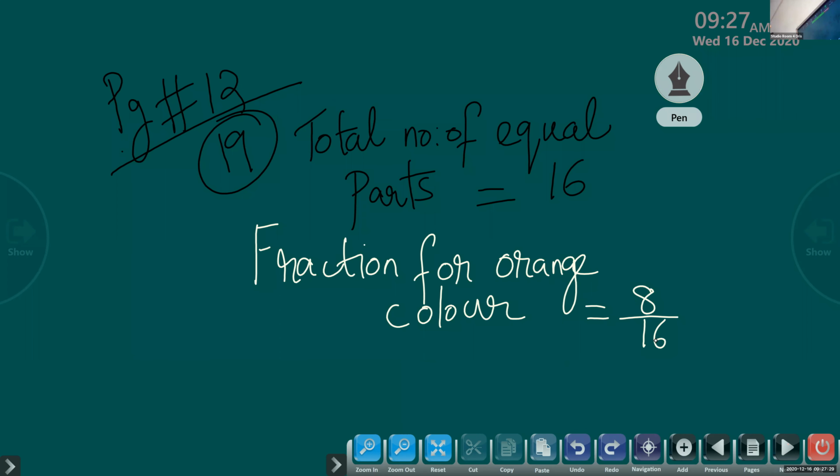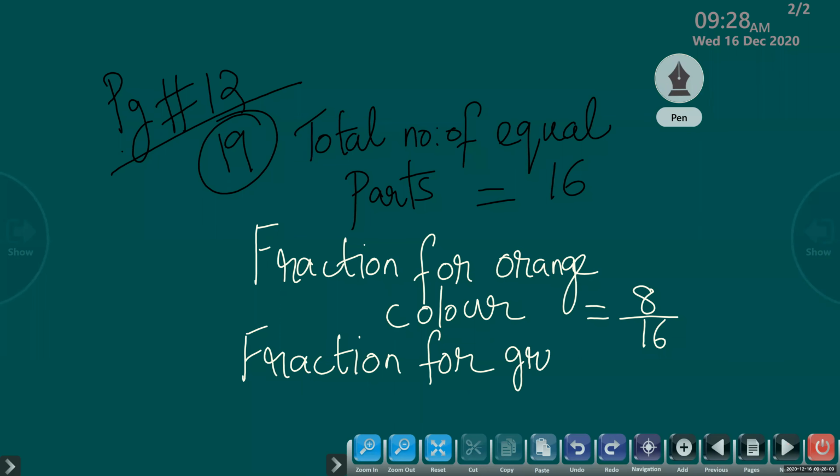And how will we write the fraction? 8 by the total number of parts. Okay. 8 by 16. Now, can you tell me the next one, 5 by 16, which color? Orange we have written. Green, ma'am. Green. Okay. So children, write fraction for green color. I told you, in my book all the colors are black and white. So you have to count properly and tell me. So which color is 5 by 16? Green color.